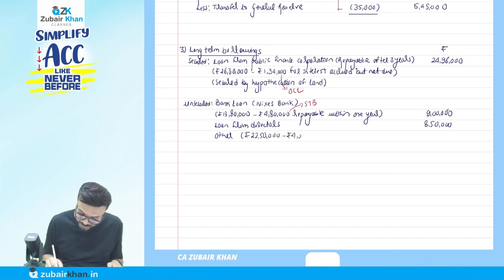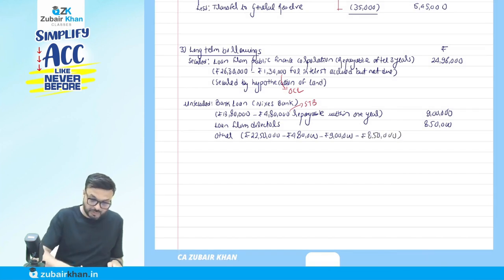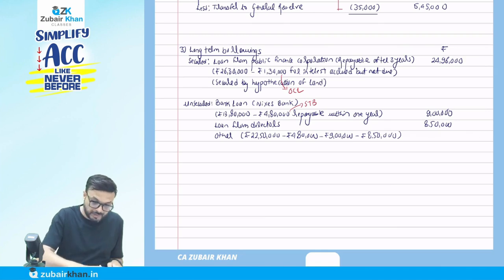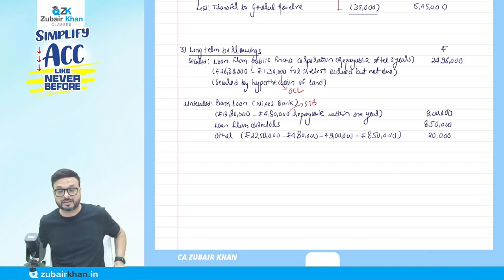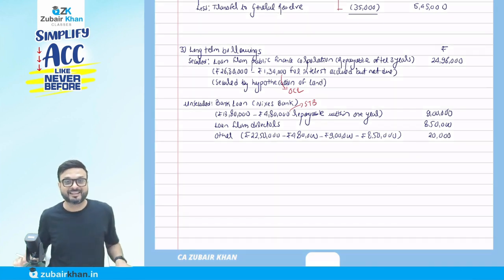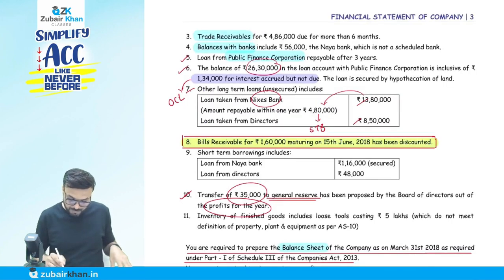4,80,000 we transferred to short-term borrowing. 9 lakh is the loan from Nexus Bank, minus 8,50,000 that we have taken from directors. So remaining is 22,50,000 minus 4,80,000 minus 9 lakh minus 8,50,000, that is coming 20,000. So write down these 20,000. Simple it is. Okay, done. All of you have written this point. Now point number 7 is also done.